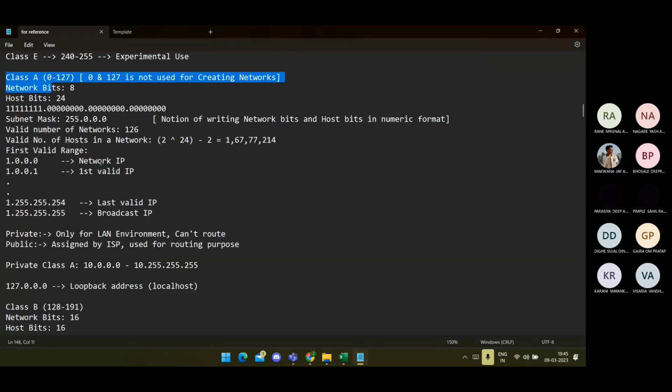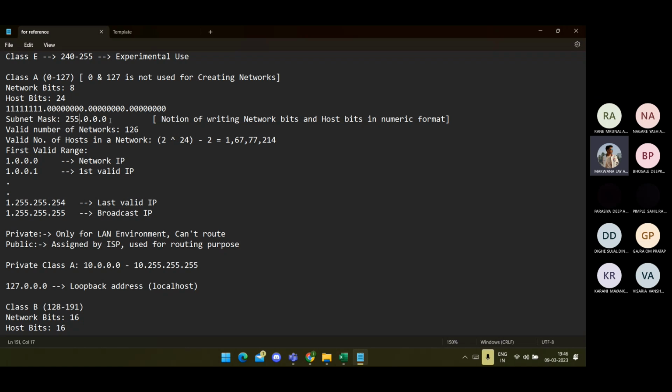Okay, so the subnet mask can be written as 255.0.0.0. Why 255.0.0.0? These bits are already fixed, right? So we don't have to touch these bits. We can only change these bits. So we will write this as 255.0.0.0. We can't add another number to 255. We have seen that we can only assign numbers from 0 to 255, right?